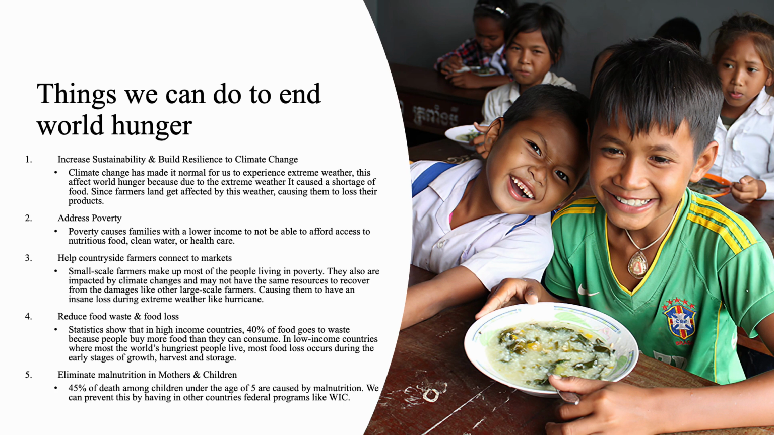Eliminating malnutrition in mothers and children. 40% of the deaths among children under the age of 5 are caused by malnutrition. We can prevent this by having in other countries federal programs like the ones we have in the USA, like WIC, that helps mothers provide food for their kids.